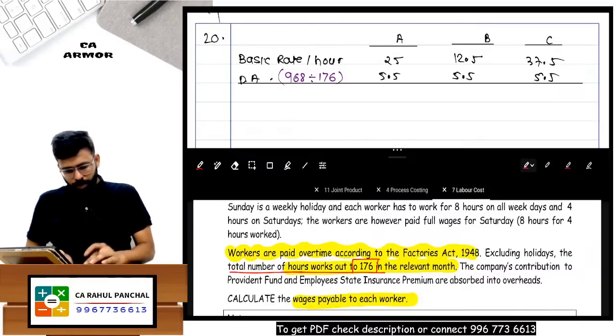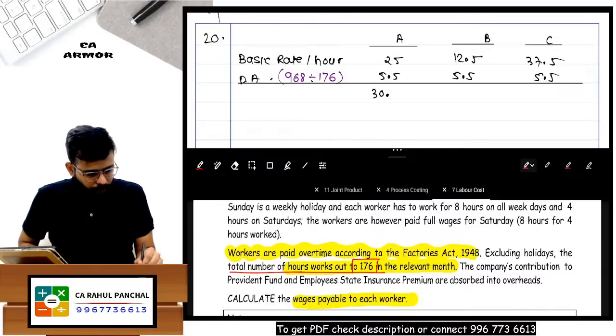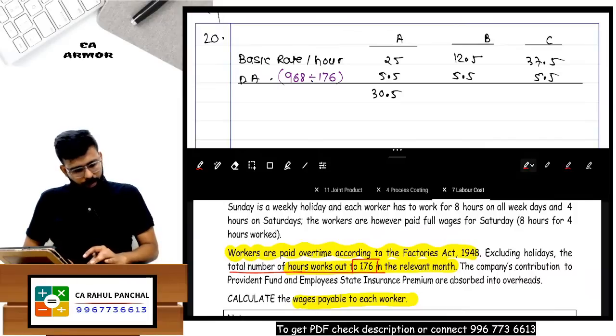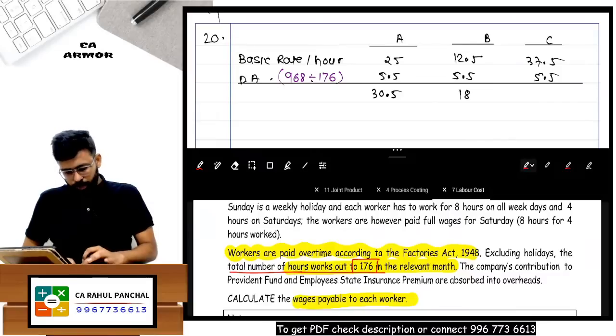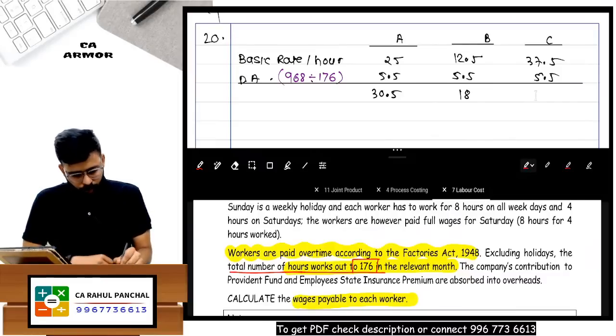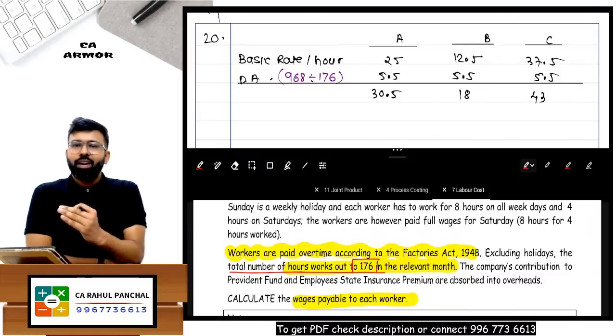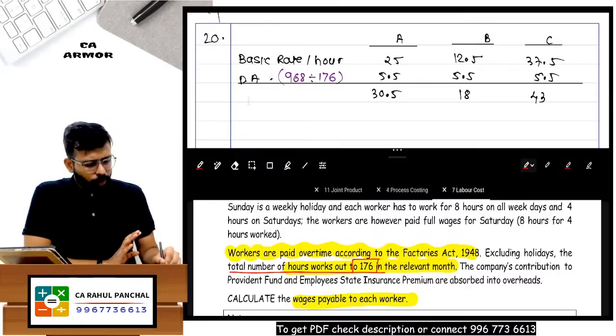25 plus 5.5, it is going to be 30.5. 12.5 plus 5.5, it is going to be 18. 37.5 plus 5.5, it is going to be 43. This is your rate per hour, which is total rate per hour. You get total rate per hour, we will say. For every hour, total rate per hour.